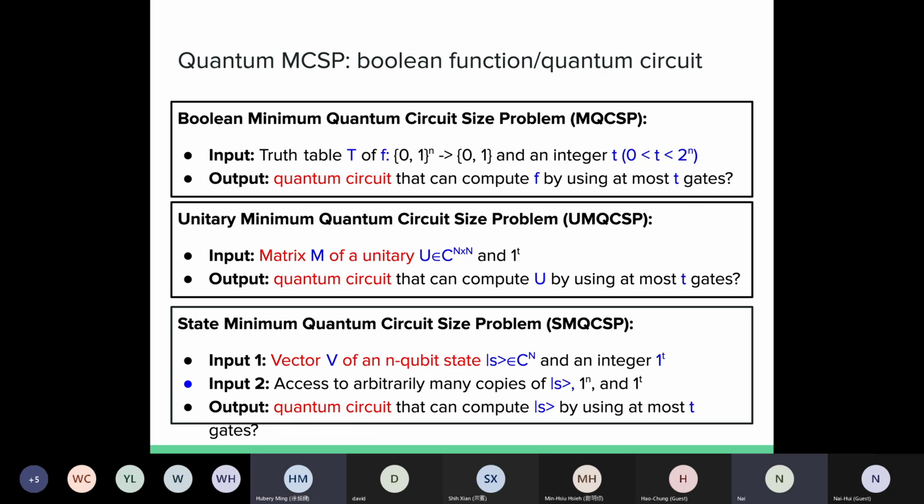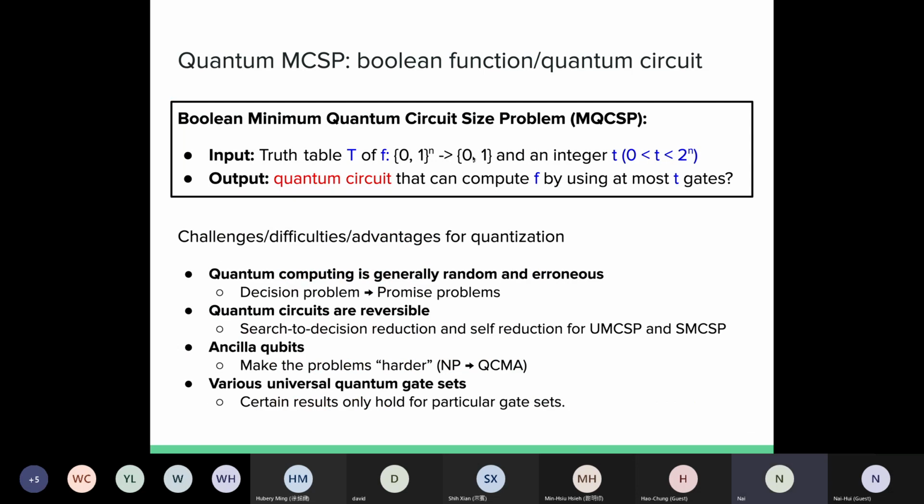Okay, so I think we can continue. We start from the Boolean version of the minimum quantum circuit size problem. I will also mention these two problems later, but I think we will not go into the details of these two problems.